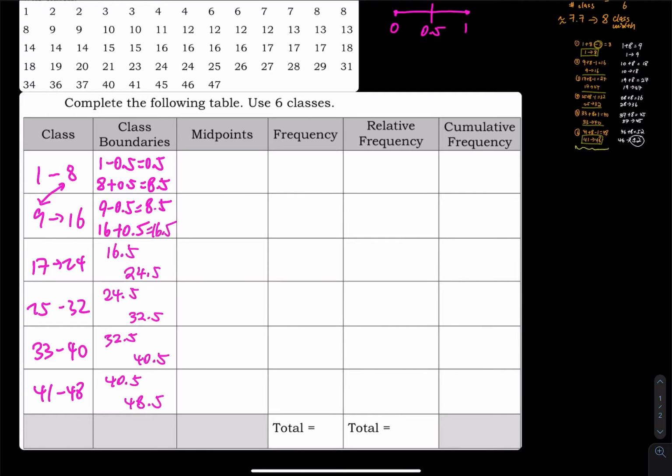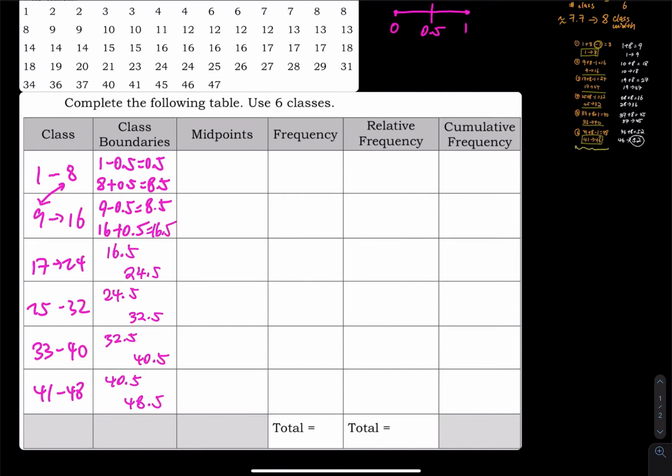So now you can see that between every two classes, there are no more 1 unit gaps, right? Because class 1 and class 2, they both touch each other at 8.5. Class 2 and class 3, they touch each other at 16.5. Class 3 and class 4, they touch each other at 24.5.